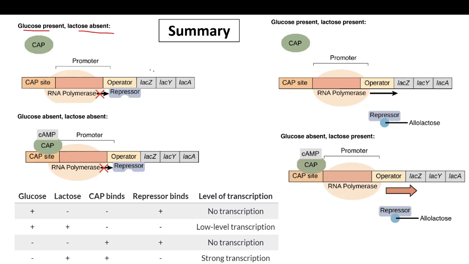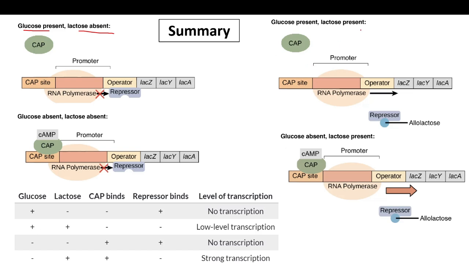As a result of that, the transcription will be halted, there will be no transcription. Whereas when glucose is present, lactose is also present. Now when glucose is present, because of high level of glucose, cyclic AMP cannot be formed, or it cannot be converted from ATP to cyclic AMP. That's why the CAP will not bind to the CAP binding site.